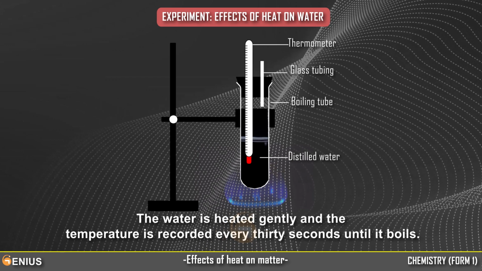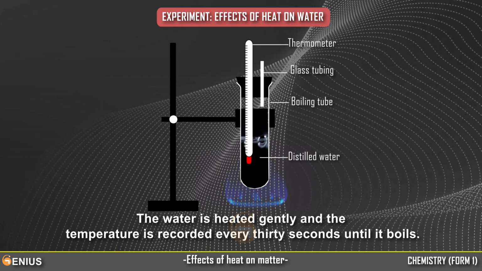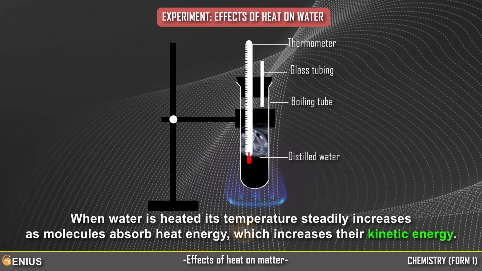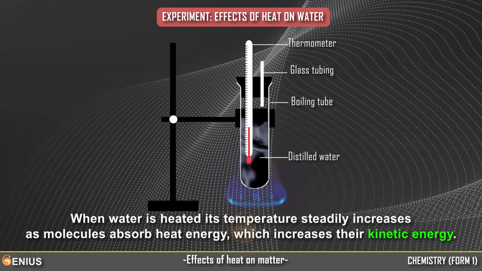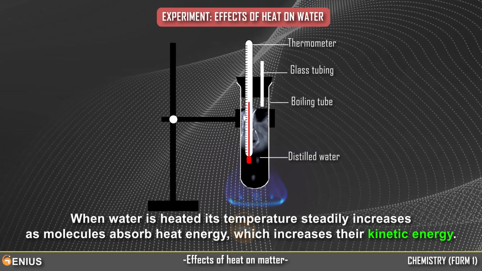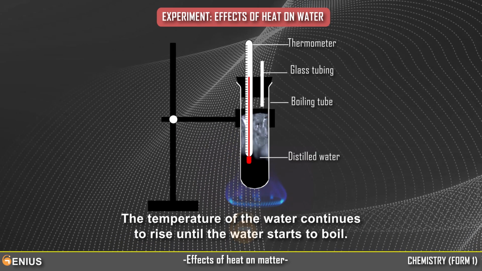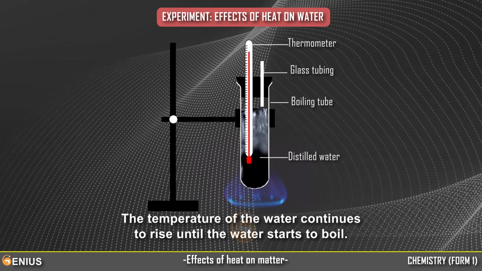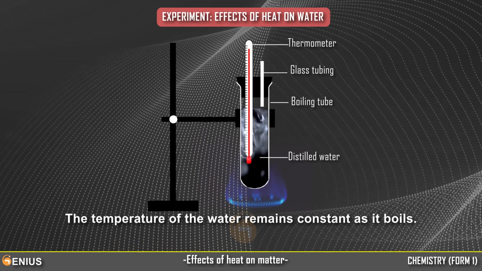The water is heated gently and the temperature is recorded every 30 seconds until it boils. When water is heated, its temperature steadily increases as molecules absorb heat energy, which increases their kinetic energy. The temperature of the water continues to rise until the water starts to boil. The temperature of the water remains constant as it boils.